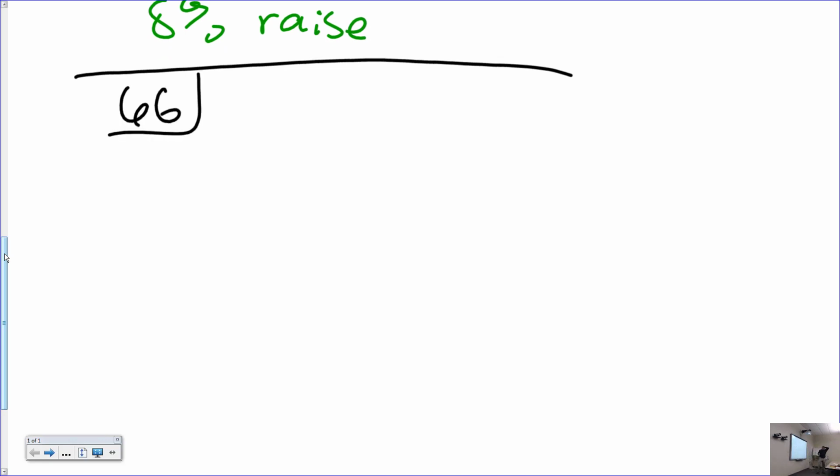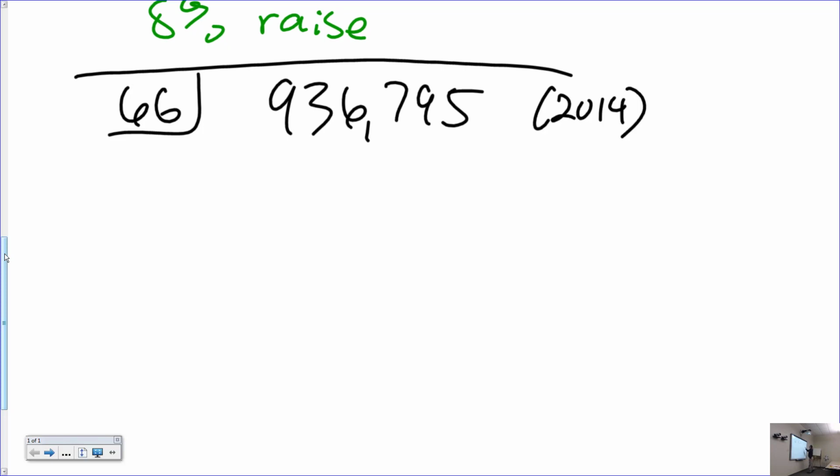That U.S. Courts reports 936,795 bankruptcy filings in 2014. What was that number again? 936,795. Okay. In 2014, there were 310,061 Chapter 13 filings. What percent of filings were not Chapter 13?